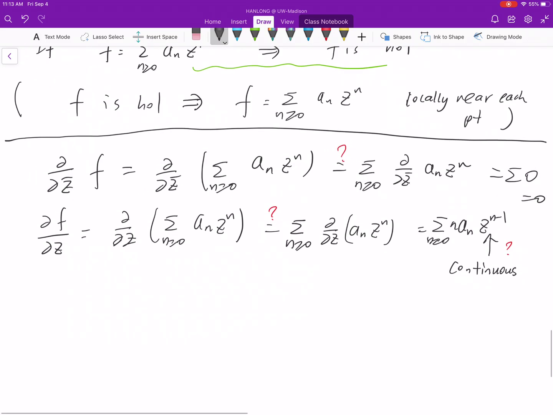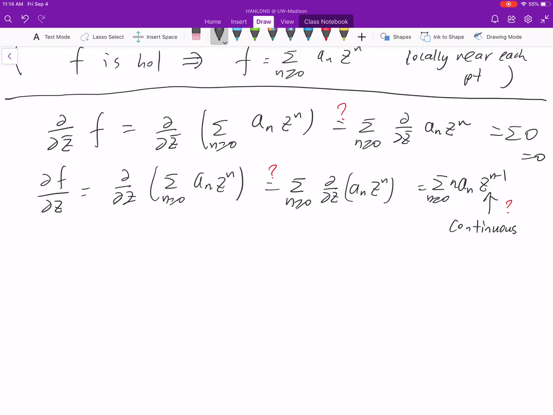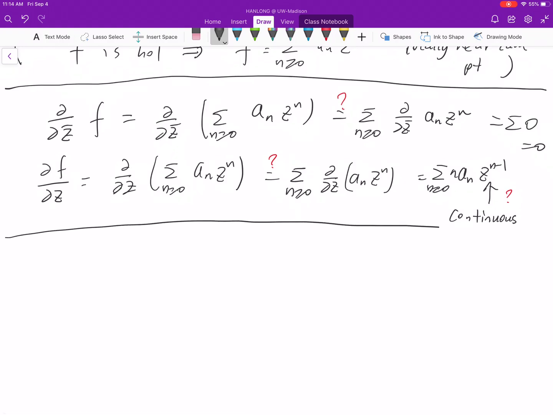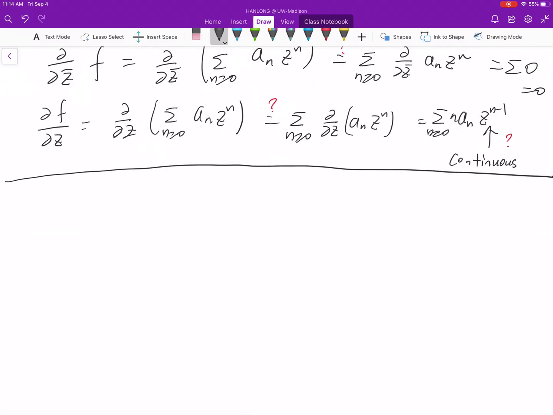Okay, now you see here we have used commutativity of summation and the derivatives several times. But this is not for free. Just in a moment, we will introduce basic theorems we learned in 521 to confirm this kind of operations. Okay, so next we will recall some basic facts from Math 521 about the power series.